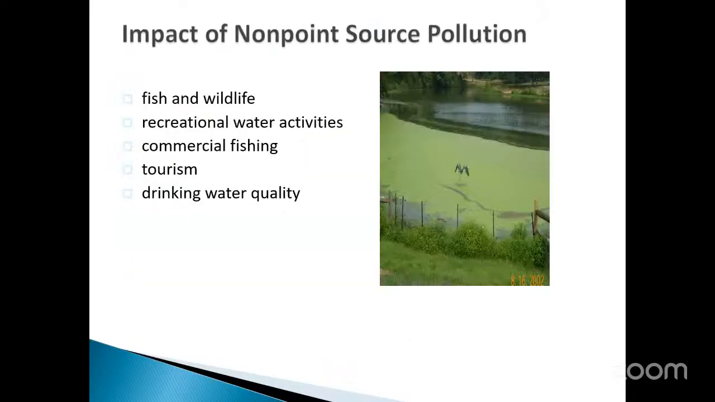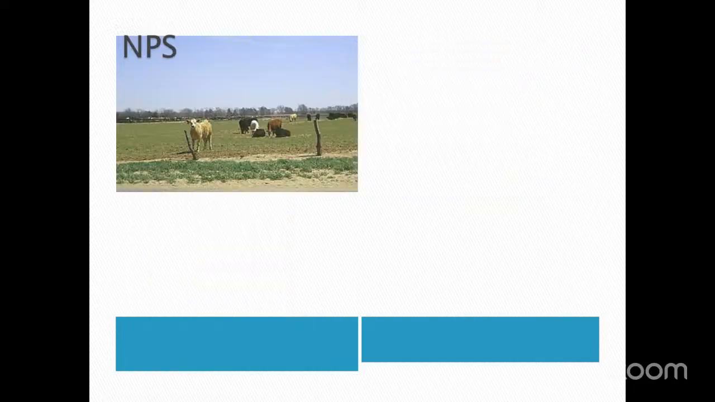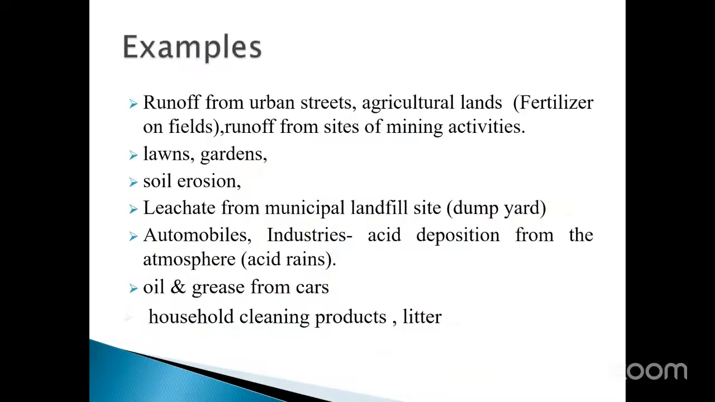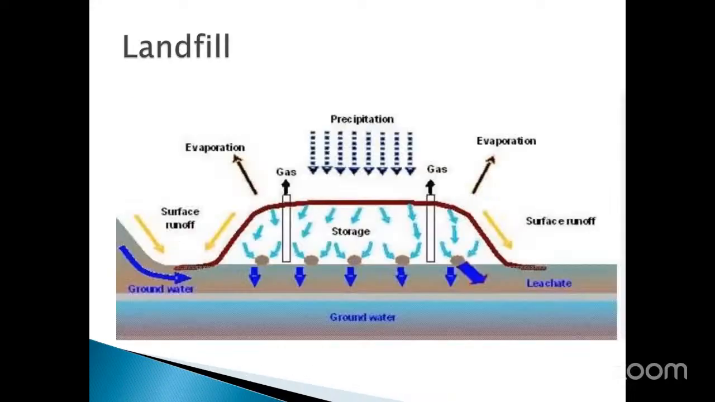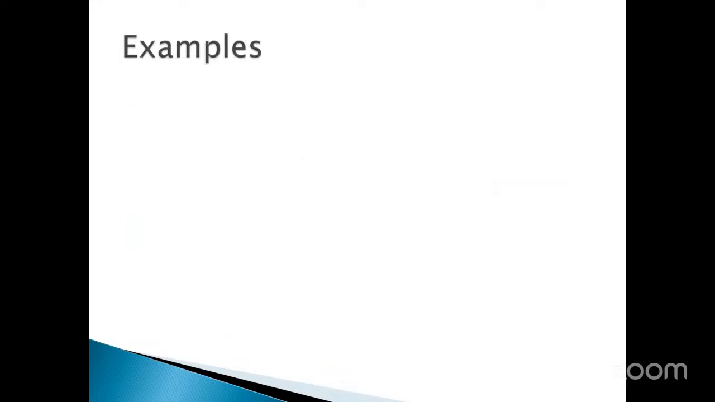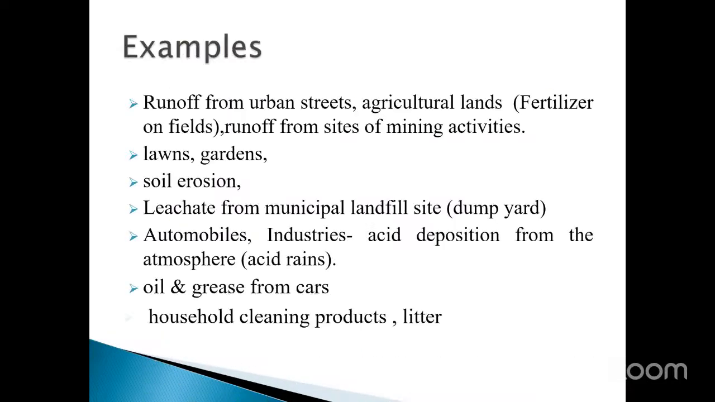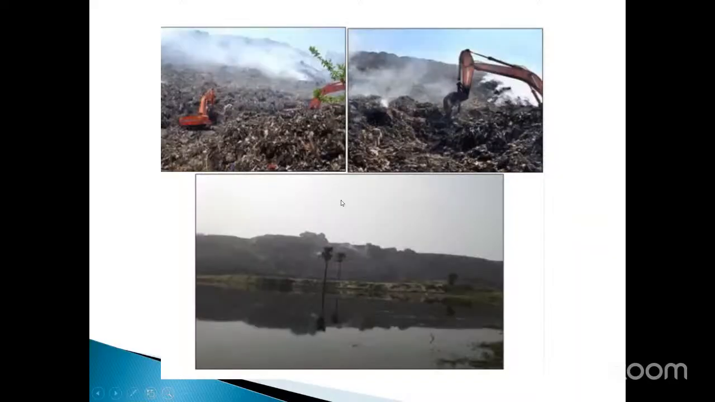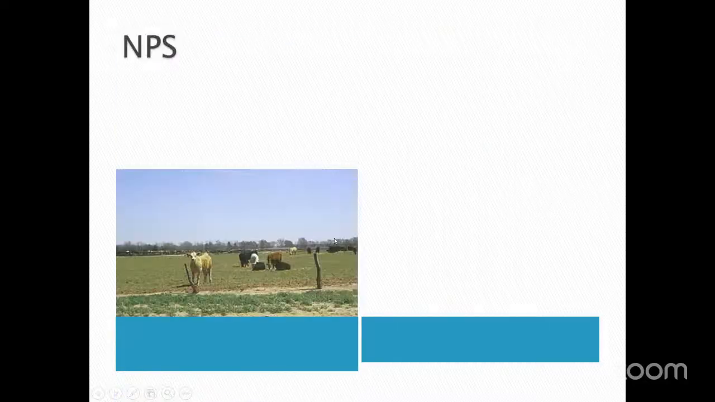And one more important example, non-point source. We discussed different examples. So here you can see the landfill, that is a dump yard, for example, Jawahar Nagar dump yard. It not only causes air pollution, it also causes soil pollution, surface water pollution, and groundwater pollution. So here you can see the picture.